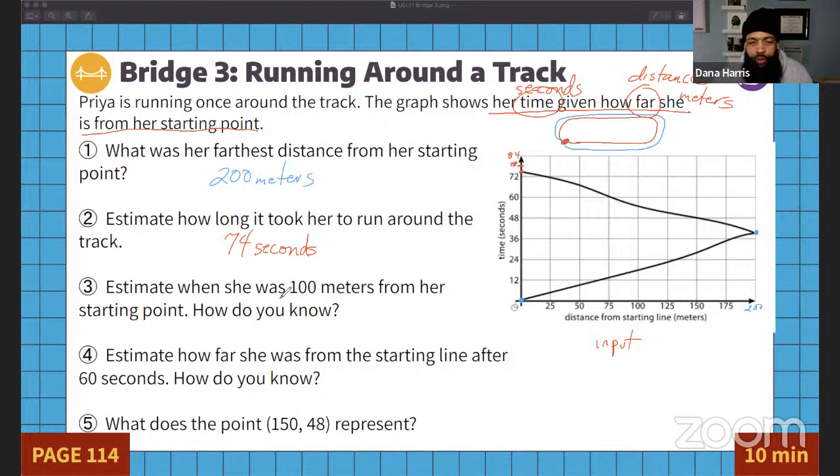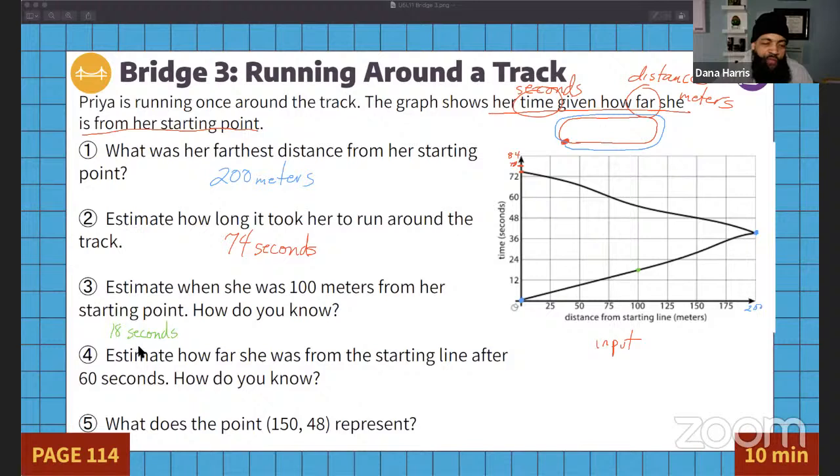Estimate when she was 100 meters from her starting point. Well, when she was 100 meters from her starting point, boom, right there. Let's look at the time over here on the left. Boom, it's about halfway. So I'm going to say about 18 seconds. Okay. And it asks us, how do we know that? So it's a couple things. We can estimate it, because if you look here, if you draw this line from this point here, then boom, it's halfway between the 12 and 24, which is 18.